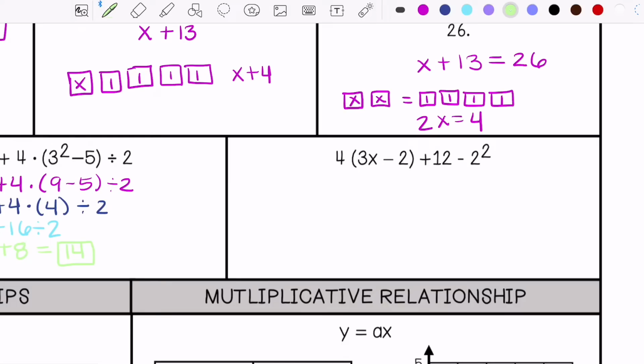All right, this time we have a distributive property happening here and we have a variable. So we cannot simplify in here at all, but we are going to first do the exponent. Actually, we're going to work with the parentheses. We're going to distribute this. So this is 12x minus 8. Then we'll do the exponent.